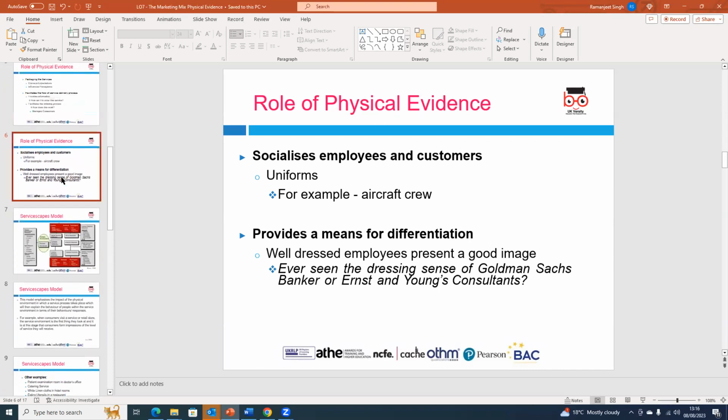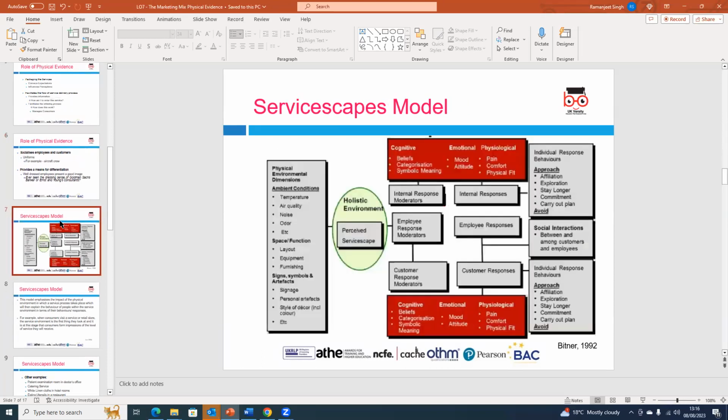Physical evidence includes the buildings, the uniforms, the customers, the waiters in different places, the leg space in your aircraft, the smell and the environment. So it all matters, correct? One model you can use to look at your physical evidence, the seventh element, is called the servicescapes model.